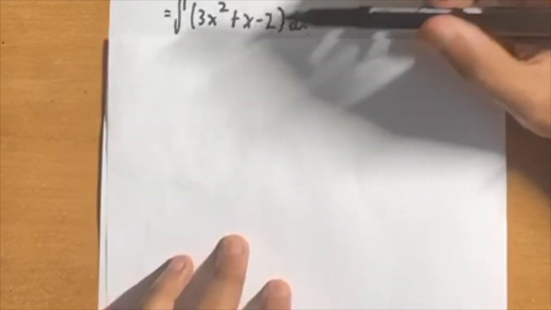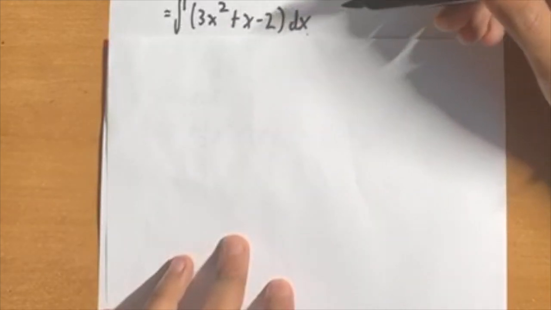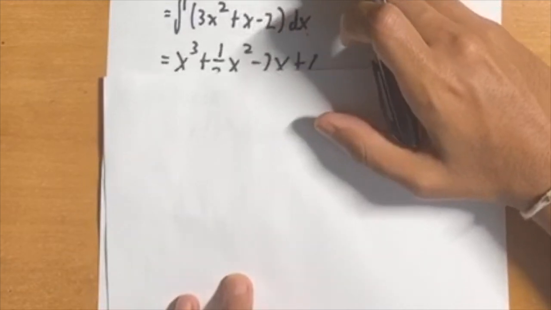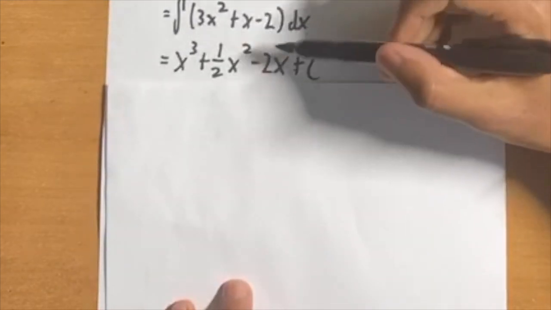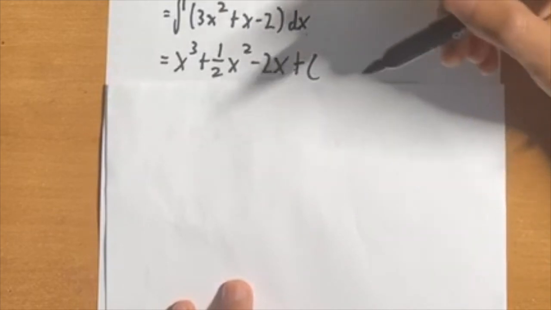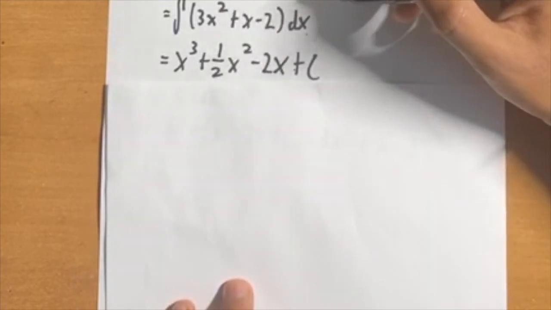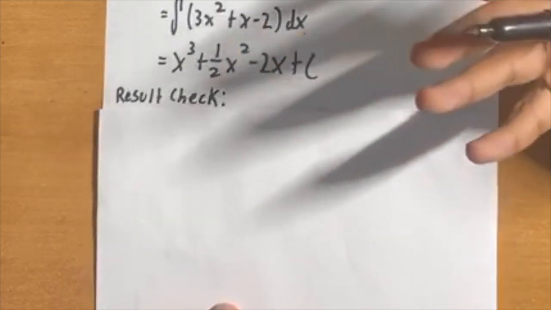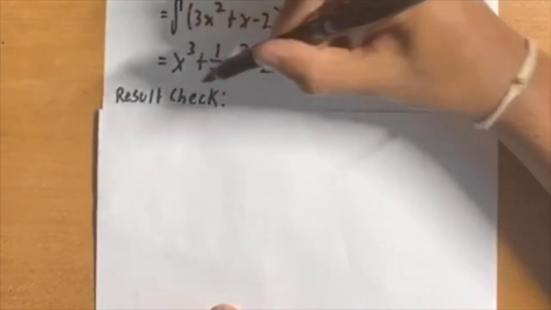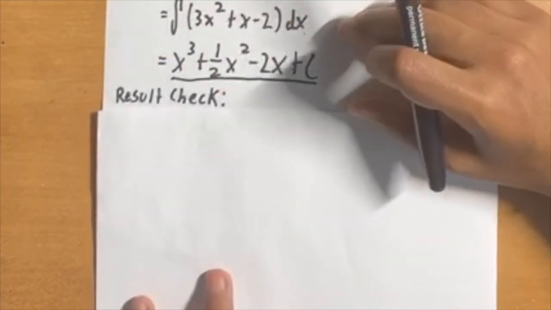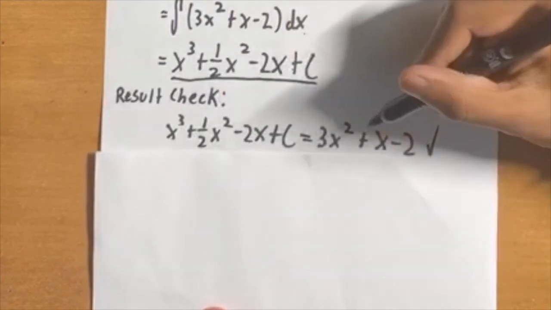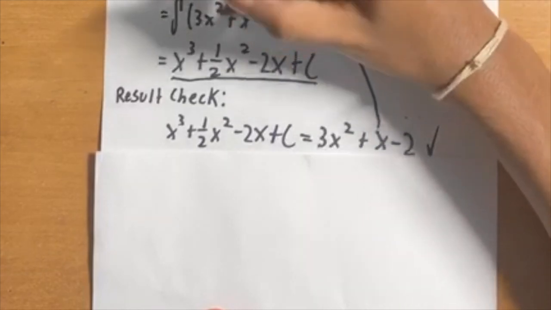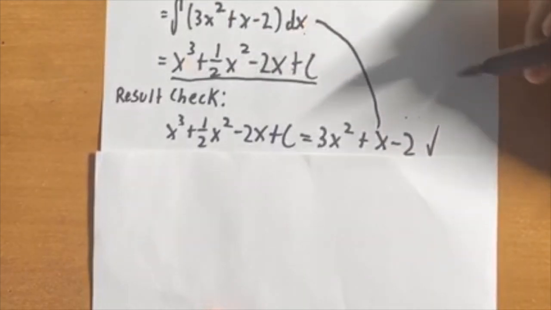Next, since we know these are all polynomials, we can do the reverse power rule, and we get x cubed plus 1/2 x squared minus 2x plus c. Remember that we need a plus c here because it's an indefinite integral, so we need a constant of integration. Next, since it wants us to check the results, we differentiate our solution, and we get 3x squared plus x minus 2, which is the same as our expanded equation, so our result is correct.